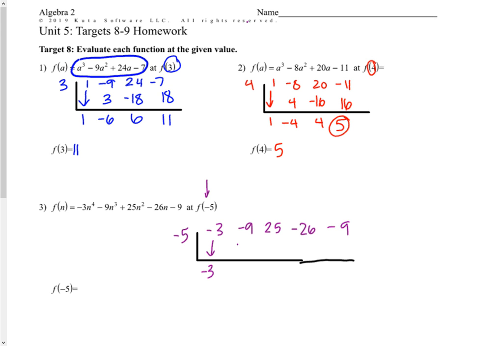-3 times -5 is 15. -9 plus 15 is 6. 6 times -5 is -30. 25 minus 30 is -5. -5 times -5 is 25. -26 plus 25 is -1. -1 times -5 is a positive 5. -9 plus 5 is a -4. So my answer, f of -5, equals -4.